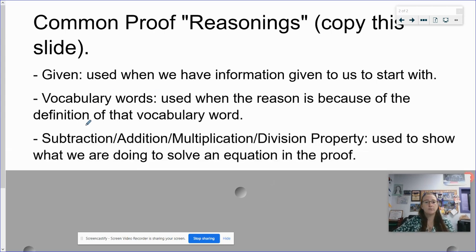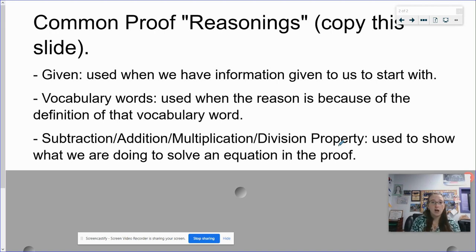This is another one: subtraction, addition, multiplication, or division property. So they might use any one of those. They might say subtraction property, or addition property, or multiplication property, or division property. These are used to show what we are doing to solve an equation in the proof.